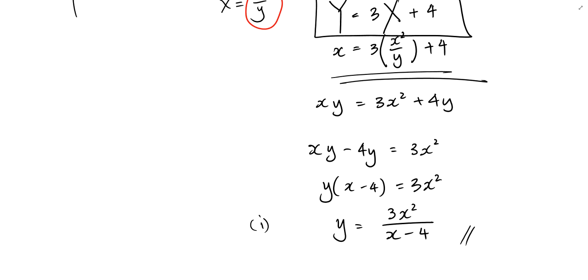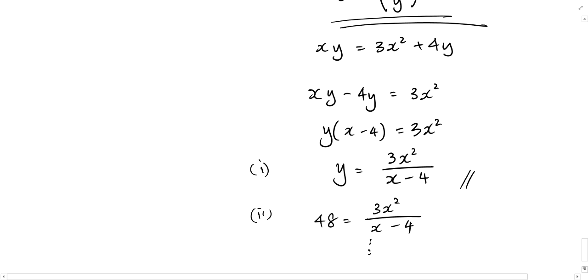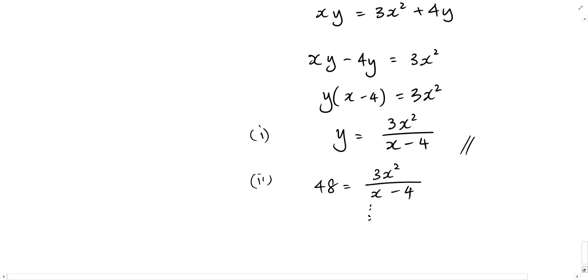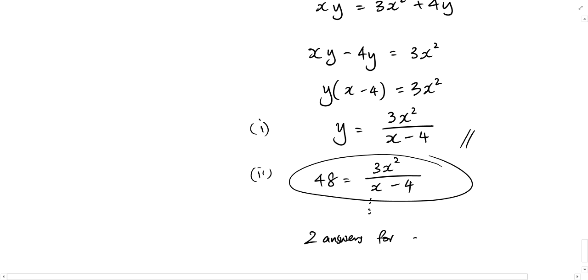So next, find the value of x when y equals 48. Part 2: y equals 48 equals 3x squared over x minus 4. This one you can do yourself. How many values of x do you think you will get? Why are you so sure? This is a quadratic. When you multiply over, you will get a quadratic. There will be 2 answers for x. Once you have the 2 answers, substitute them back into the original equation to see whether you need to reject anything or not. Okay? Most likely you don't have to.